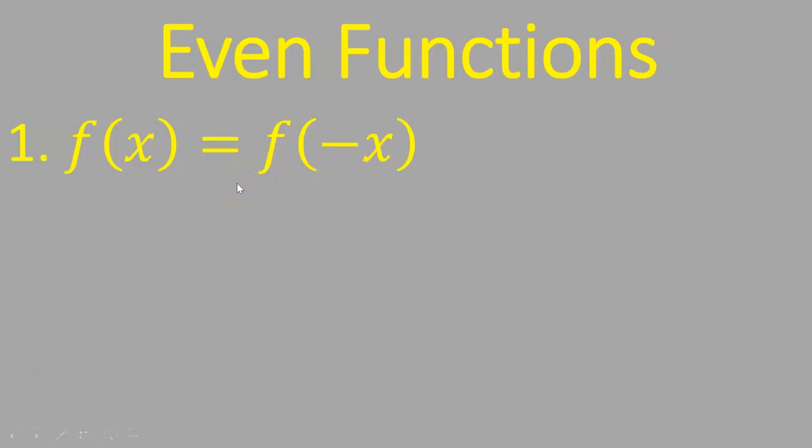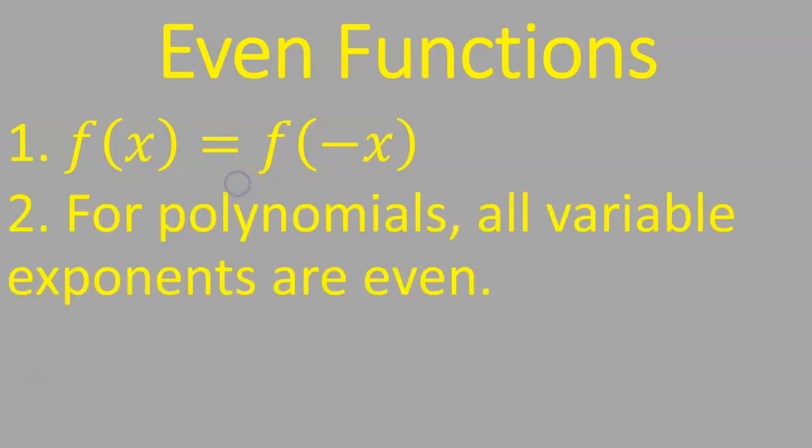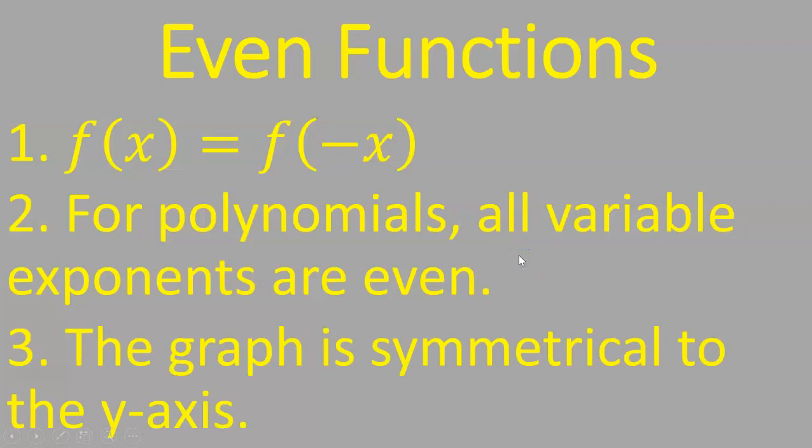But we're going to mostly take it from perspective 2, and that is, for polynomials, all variable exponents are even. It'll be important to highlight the words variable exponents. Of course, not every function is a polynomial, so you have to consider other functions, and this number 2 doesn't always help, but that's the main focus of this video. Also, the graph will be symmetrical to the y-axis, so we'll talk about what that means.